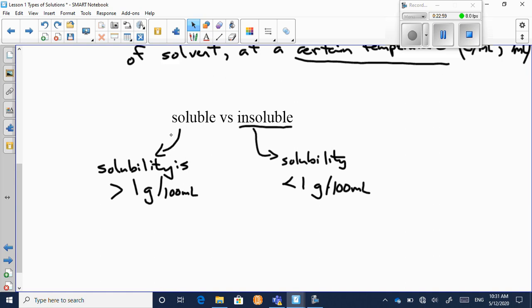Maybe a tiny portion of it will dissolve, but because so little of it will, it's considered to be insoluble. In order to be rated as soluble, it has to be greater than 1 gram per 100 milliliters. That's the dividing point. Some of you may say, wait a second, I know that when I put it in there I could see a tiny bit of it dissolved. It can still be considered insoluble, so just be aware of that. That's an important concept.